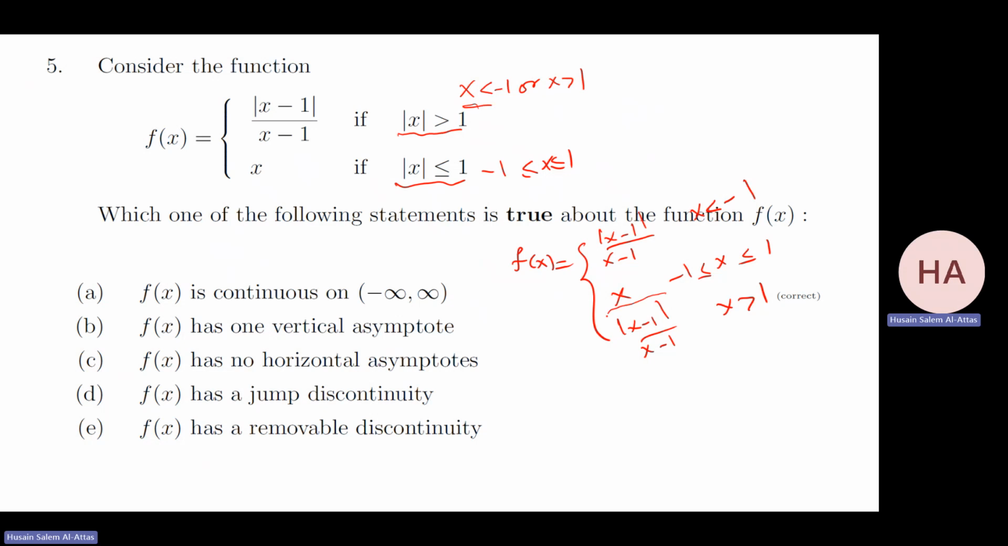This function has no problem because x equal 1 is not defined, and the same thing here. Has no problem at x equal minus 1. So x not equal 1 in both, so we care only about the junction points. Okay, minus 1 and 1, see what will happen.